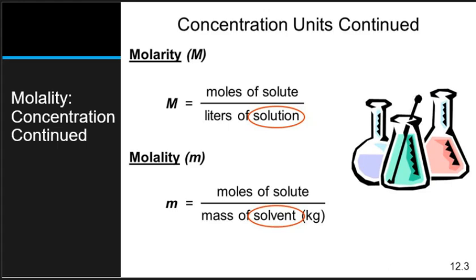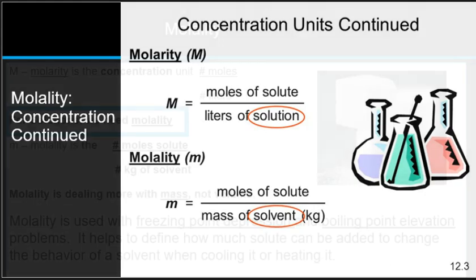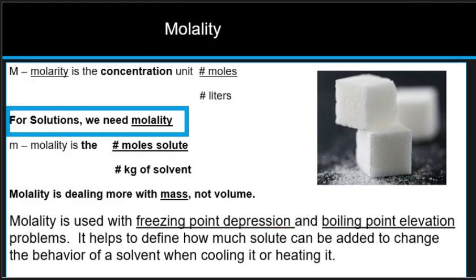Yes? Easy? See, that's the only big new thing you're learning in this whole module. And all it is is I'm using kilograms. And kilograms is important, by the way. We have to use kilograms. So the equation calls for kilograms. All right. So for molarity, concentration is moles over liters. For molality, it's the moles of solute over the kilograms of solvent. And this is used with freezing point depressions and boiling point elevations.